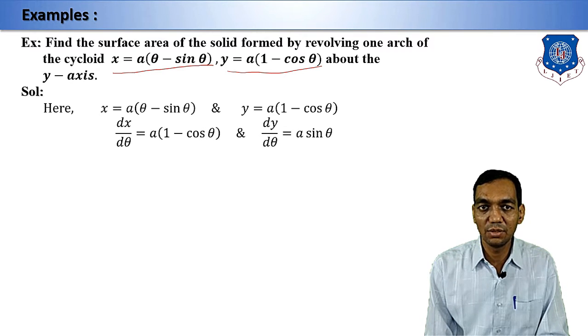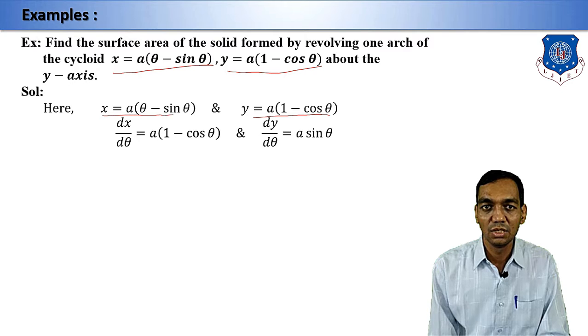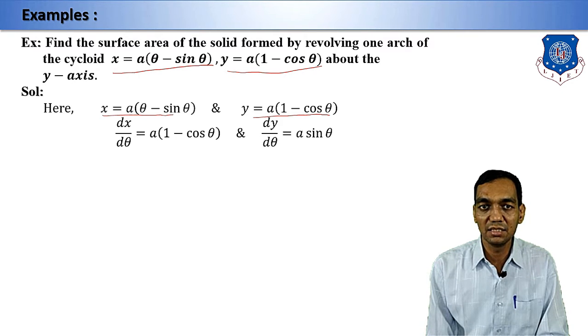So x is equal to a into (theta minus sine theta) and y is equal to a into (1 minus cos theta). So first we are finding dx by d theta: a as it is, the derivative of theta is 1, minus the derivative of sine theta which is cos theta. So a into (1 minus cos theta). And here a as it is, the derivative of y with respect to theta: 1 has a derivative 0 and cos has a derivative of minus sine. So you will have dy by d theta is equal to a sine theta.